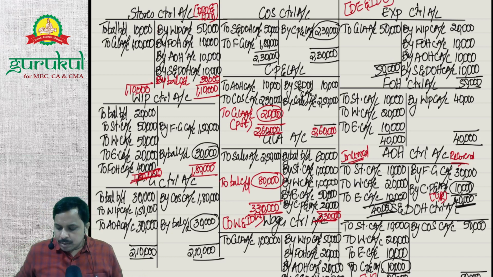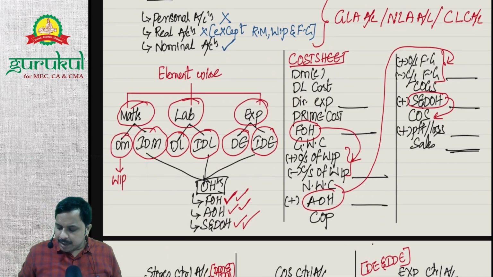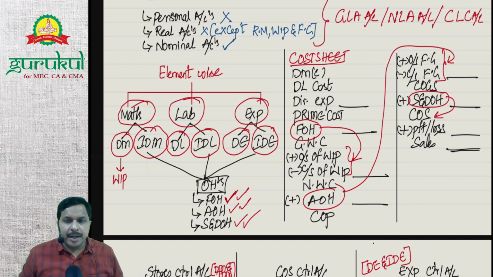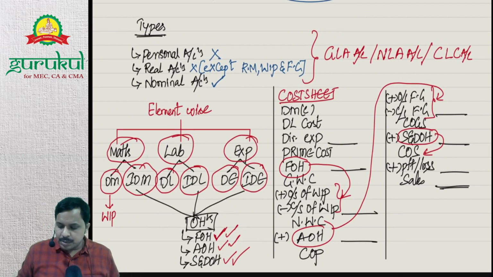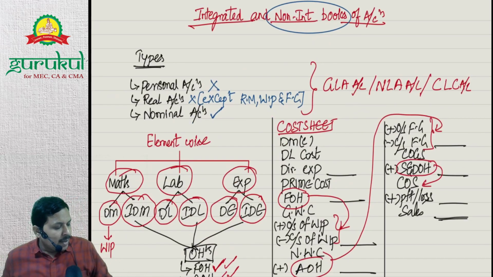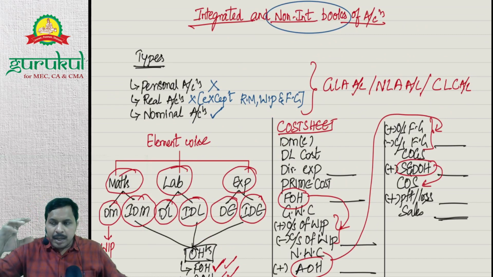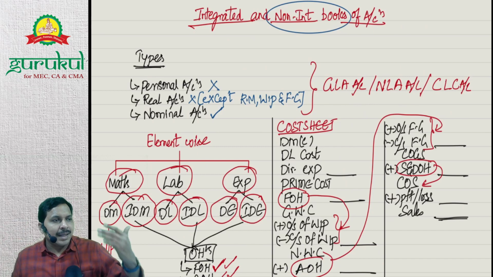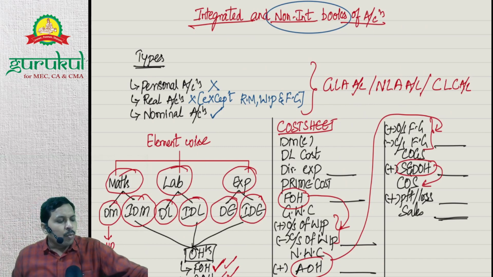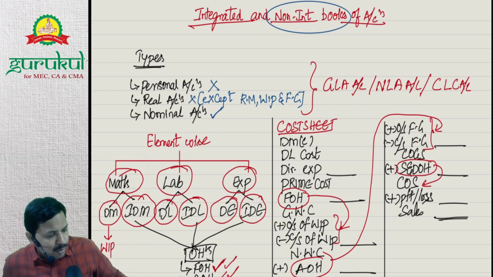Okay. So we have linked with our element-wise classification and we have linked our cost sheet. And this is all about non-integrated books of accounts related adjustments. You have entries in your textbook, and you have some other entries to be learned that we will discuss when we start with problems. For the time being, the entries that we made in the notebook are sufficient to refer to.